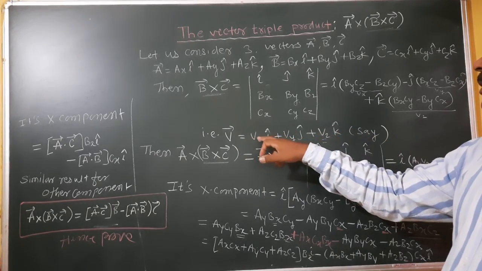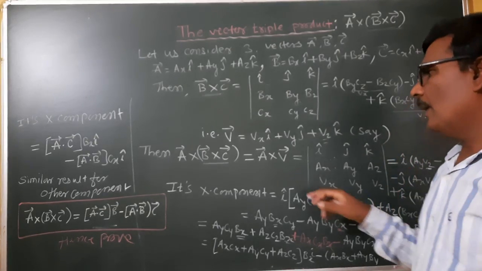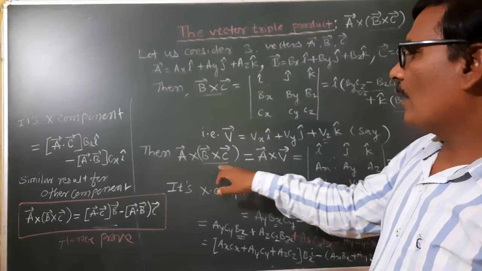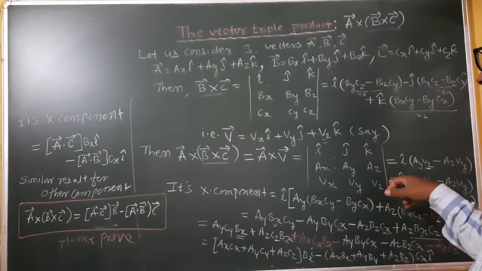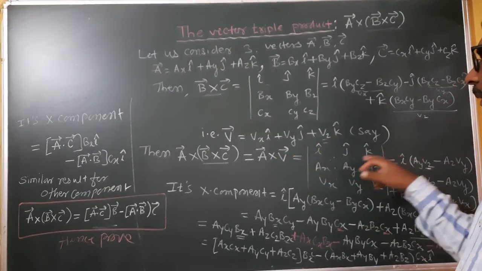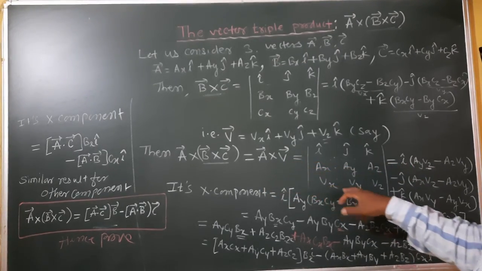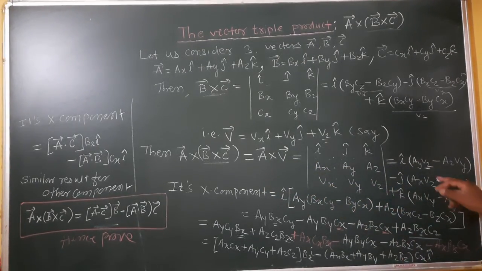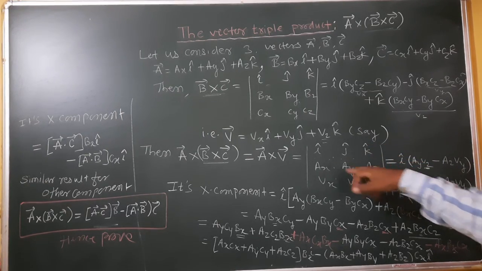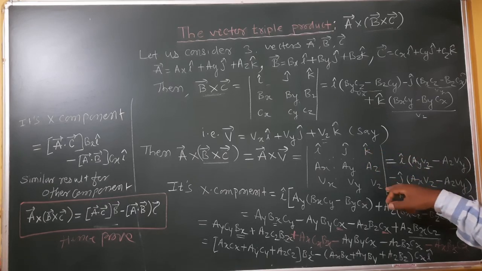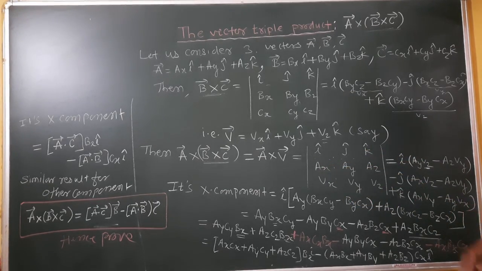So V bar is equal to Vx into I cap plus Vy into J cap plus Vz into K cap. Now A bar cross B bar cross C bar is equal to A bar cross V bar. Again we have to write it in the determinant form: I, J, K; the components of A: Ax, Ay, Az; and the components of V: Vx, Vy, Vz. Solve the determinant. I into bracket multiplication of this one, J into bracket multiplication of this one minus this one, K into bracket multiplication of Ax Vy minus Ay Vx.